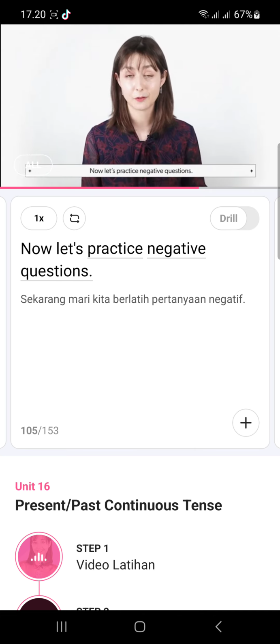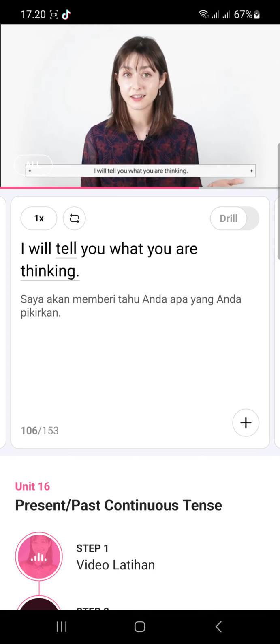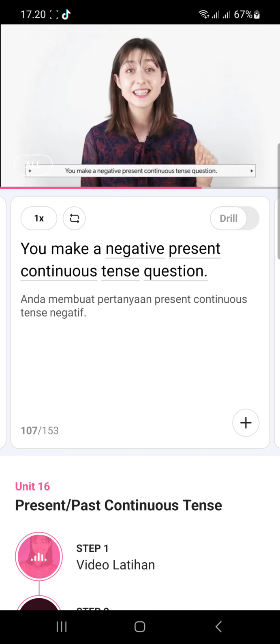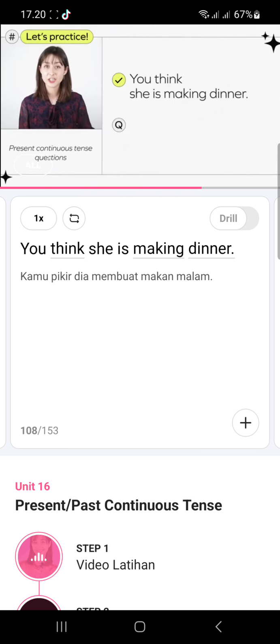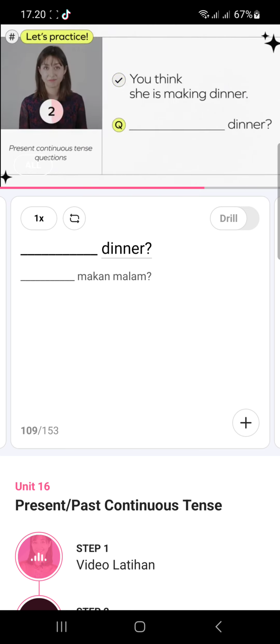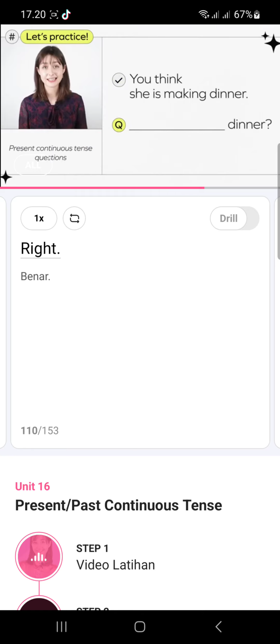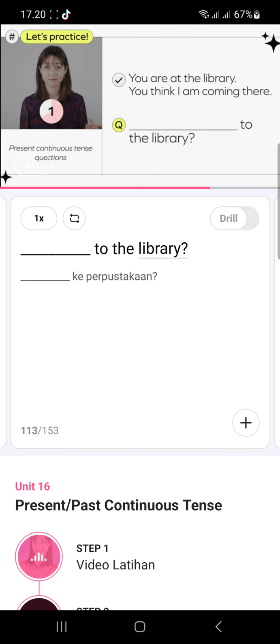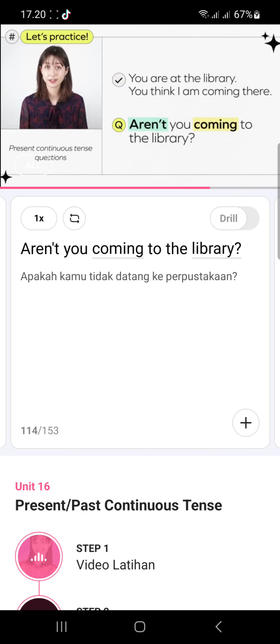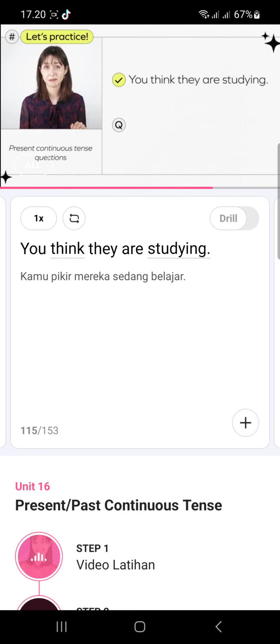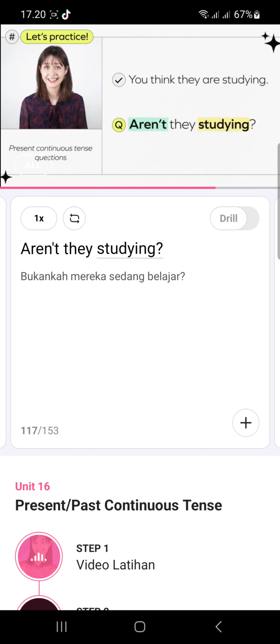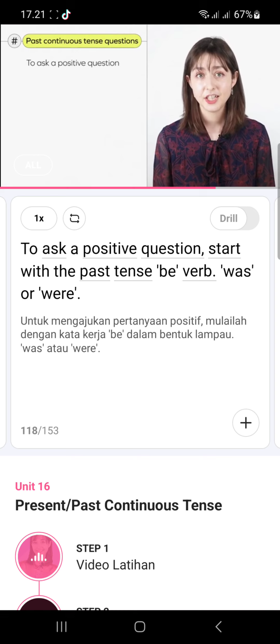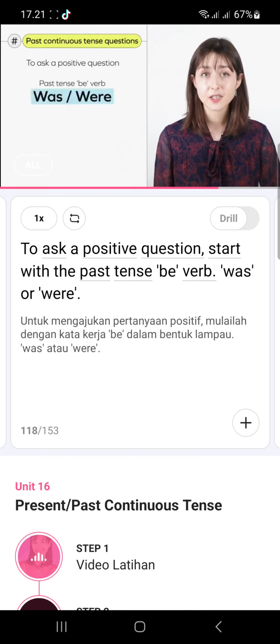Now let's practice negative questions. I will tell you what you are thinking. You make a negative present continuous tense question. You think she is making dinner. Right. Isn't she making dinner? You are at the library. You think I am coming there. Aren't you coming to the library? You think they are studying. Perfect. Aren't they studying?